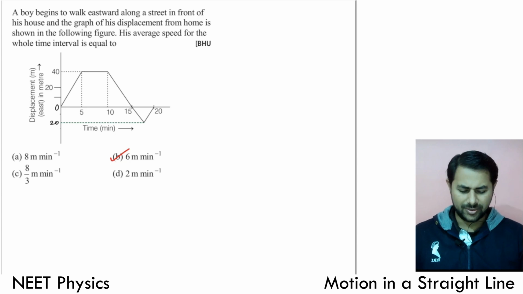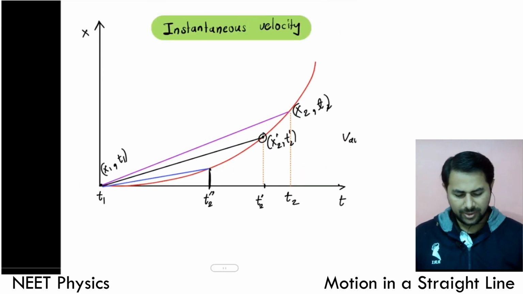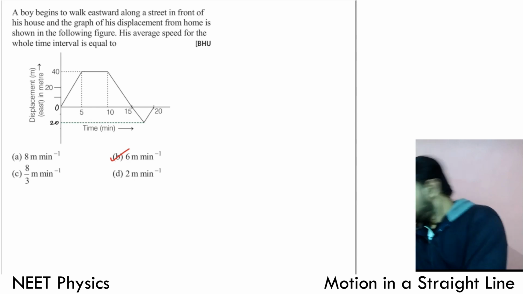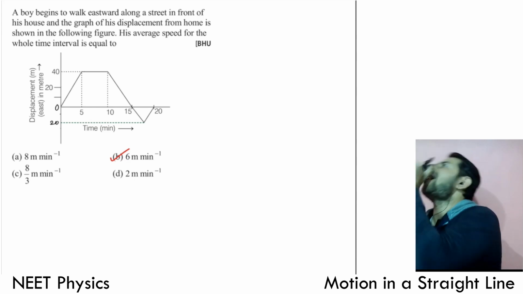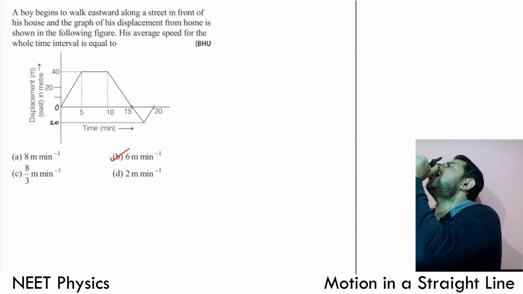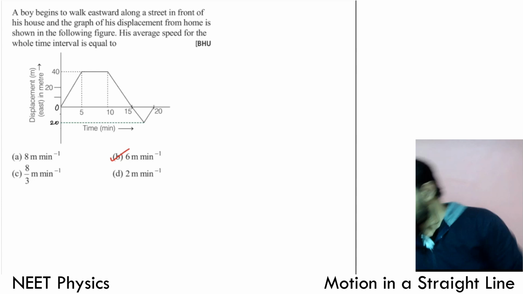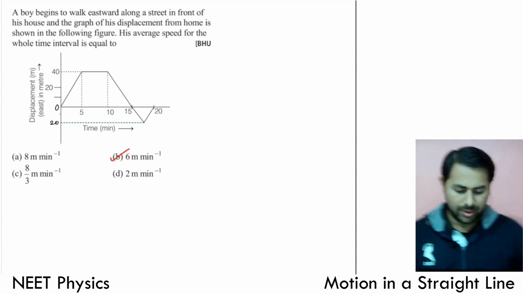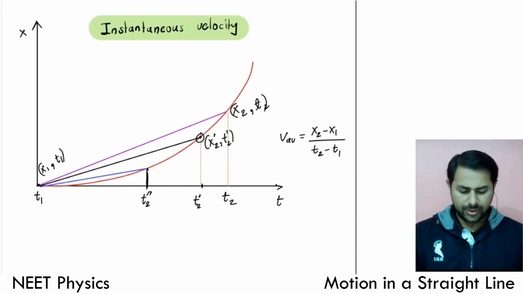All right, good. This question is very simple, but the diagram was not clear. Anyways, all right, let's move on to the next thing, that is instantaneous velocity. So now we know how to find the average velocity, right? What is the instantaneous velocity?